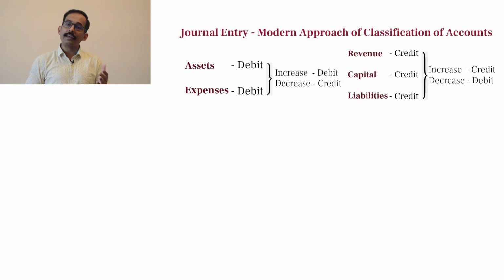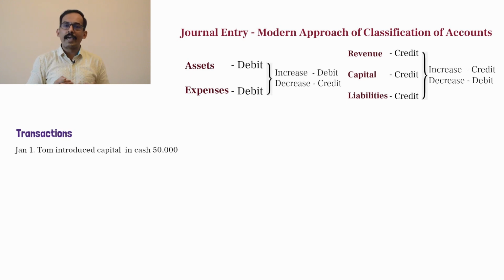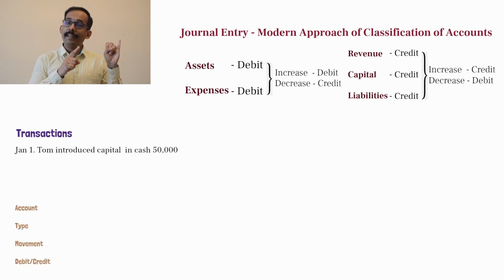Now let's see a few examples to understand how an entry is being passed based on the modern classification of accounts. January 1, Tom introduced capital in cash 50,000. The first step in framing a journal entry is to identify the accounts that are involved in the transaction. Here there are two accounts involved: one is Tom and the second is cash.